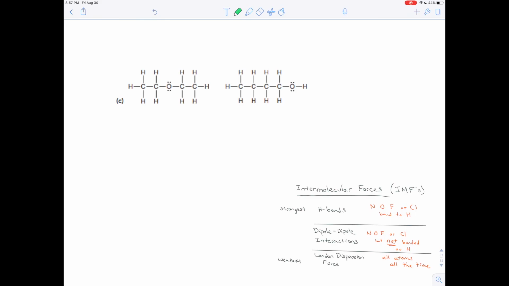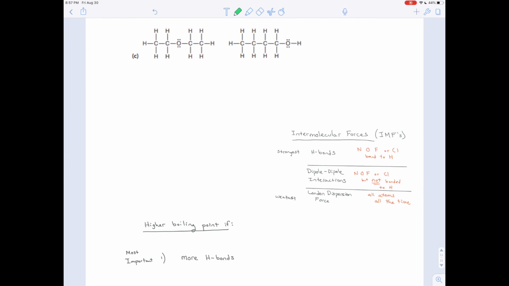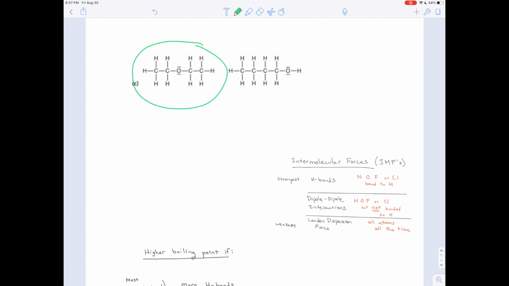Okay, how about these? If I have a population of one of these two, which population would have a higher boiling point? So our first question is, which one has more hydrogen bonds? So let's look at this molecule on the left. How many hydrogen bonds does it have? Well, to have a hydrogen bond, first thing, you need nitrogen, oxygen, fluorine, or chlorine, which we have here. But it needs to be bonded to hydrogen. This oxygen is bonded to carbon on both sides. So that molecule is capable of forming 0 hydrogen bonds.